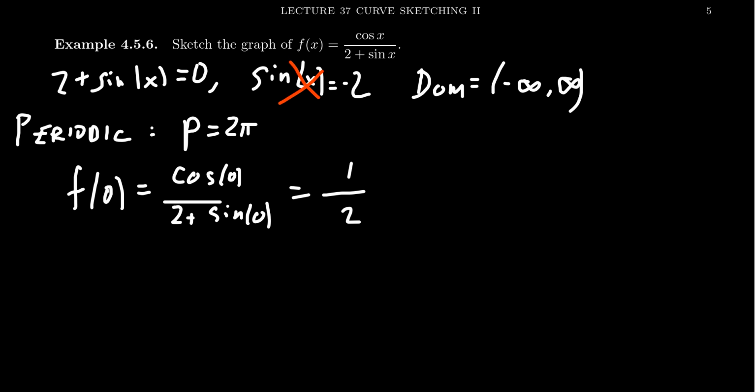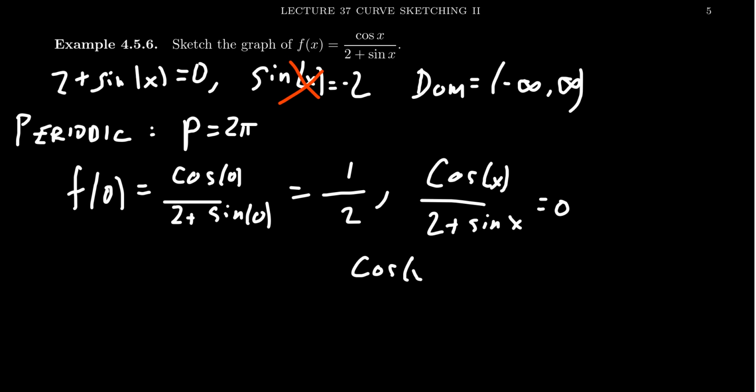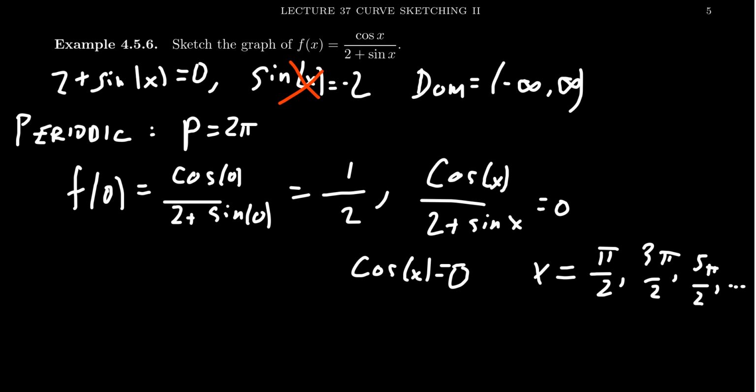In terms of x-intercepts, you get cosine of x that sits above 2 plus sine of x. When does that equal 0? Well, to find an x-intercept, it only matters what happens in the numerator. Cosine of x equals 0. And think about our standard trigonometry. Cosine will equal 0 exactly at pi halves, but also at 3 pi halves, 5 pi halves, and it will repeat itself again, it's periodic in nature there.